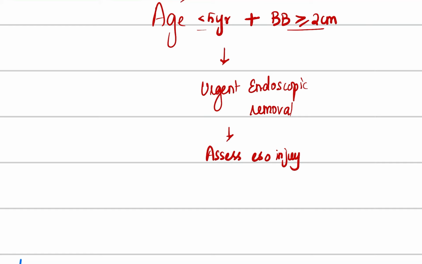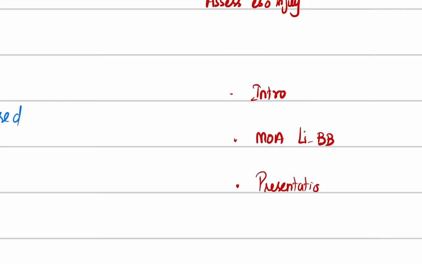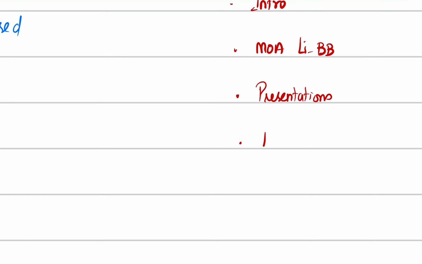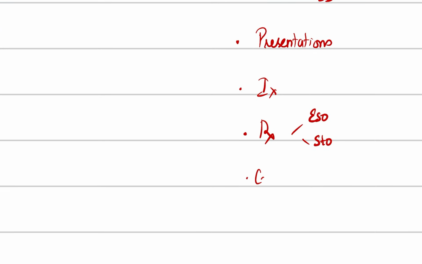So you can put a small introduction, the mechanism of action of your lithium button battery. Then you can say the presentations, whether the patient is symptomatic or asymptomatic. And then you can say investigations: what investigations you are going to do, why you are going to do them, and what you are expecting. Then treatment, depending upon whether it is in the esophagus or in the stomach. Then end with complications. And prevention, you can always add a word. For every question, if you can write a prevention, it will be well and good.